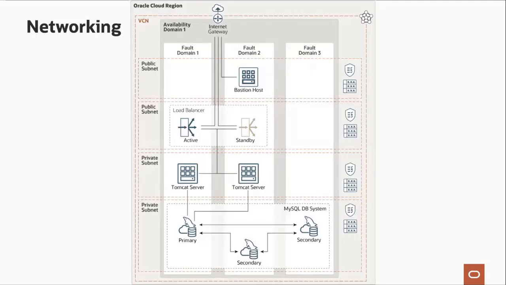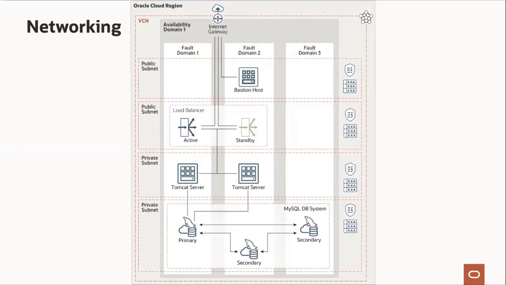You can see the main outer box is our OCI region. That could be Ashburn, Phoenix, whichever one is closest to where you're deploying your data. And so we'll have a VCN again, which is our virtual cloud network. And then we can see there are different subnets in the region.